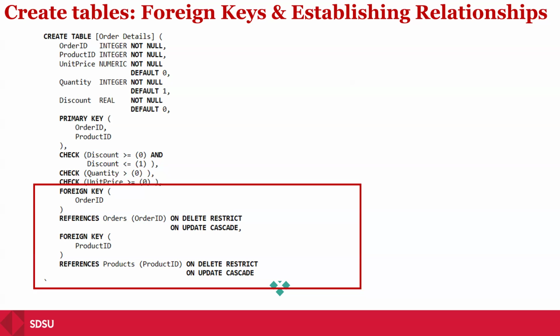On update cascade means that we will be able to update primary key data in the table. But if you have a foreign key dependency, or records in the order detail table that are on the many side of the relationship, we will need to update those records too. So again, that's an example of how foreign key constraints are set here.